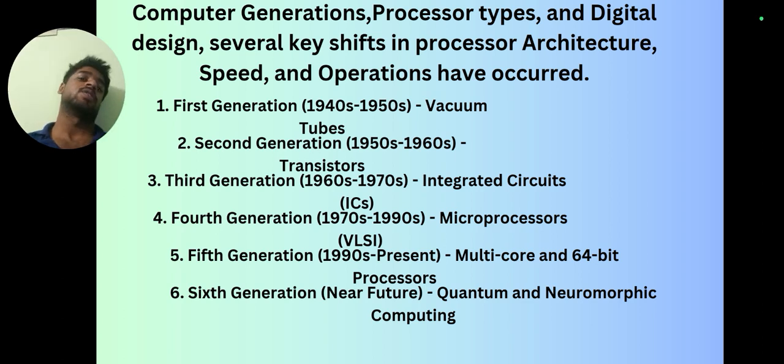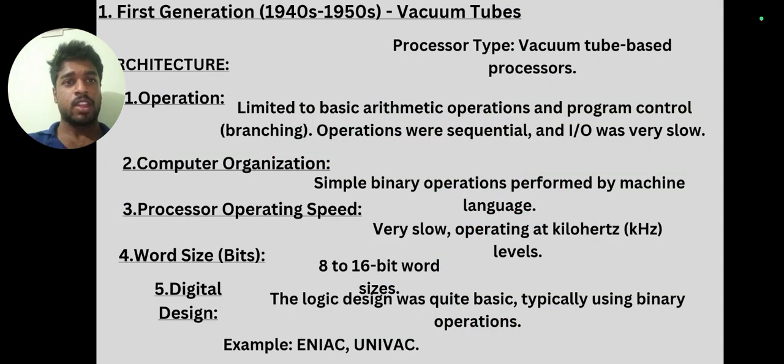In this, we have first generation, second generation, third, fourth, fifth, and sixth generation computing. Let us dive into the deep world of computers. In the first generation, we used to see the vacuum tube based processor. The operation is limited to basic arithmetic operations and program control. Operations were sequential, linear, and input output were very slow.